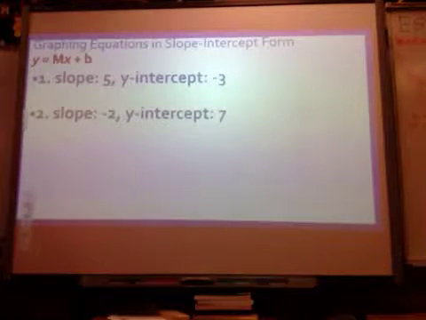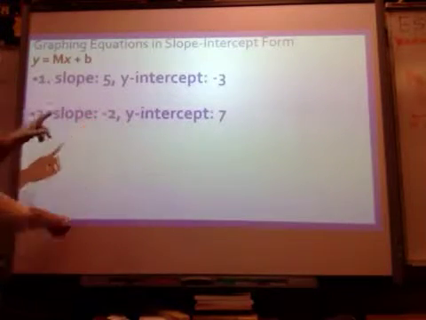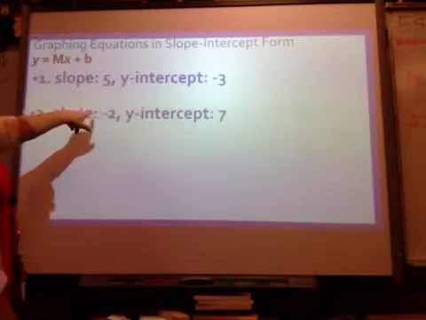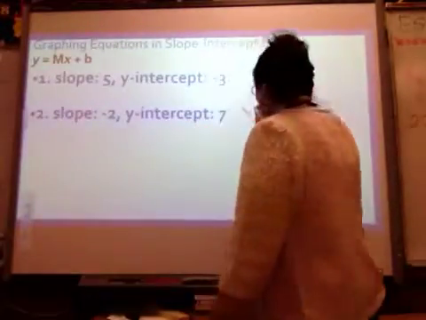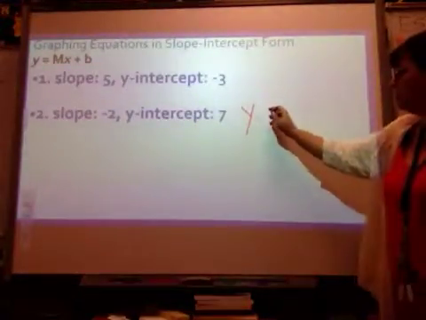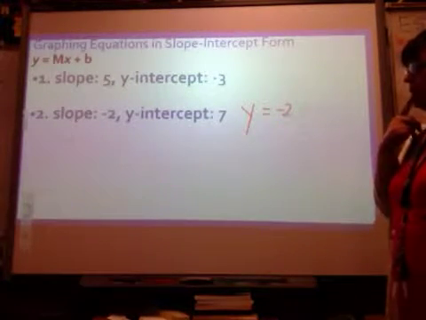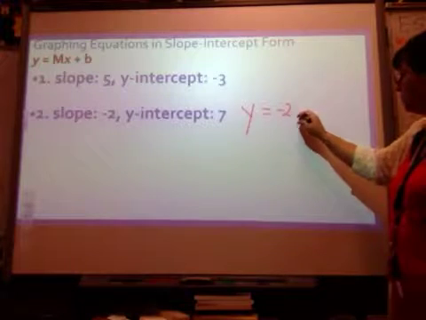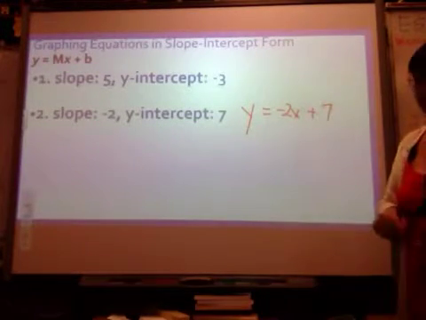Number 2 says -2, okay, that's my slope, and it says my intercept is 7. So I know that I'm going to have y equals -2, what's my variable? x plus 7. And that's going to be number 2.